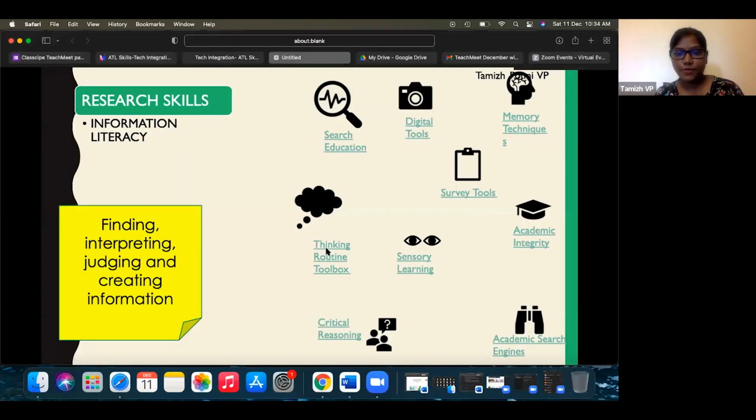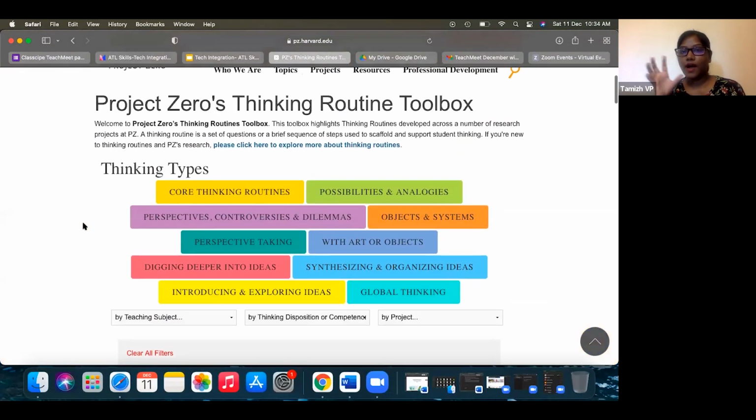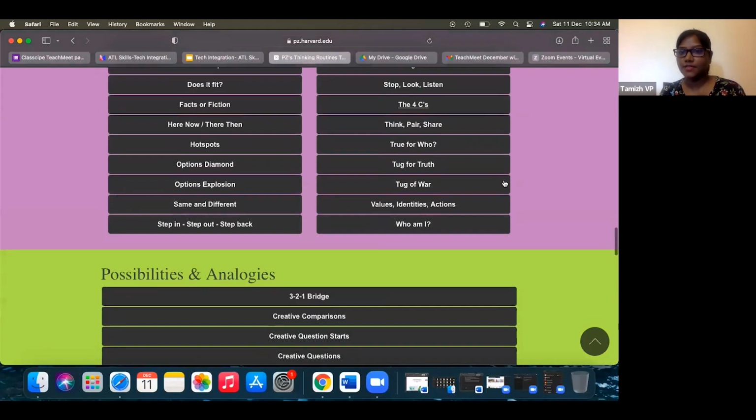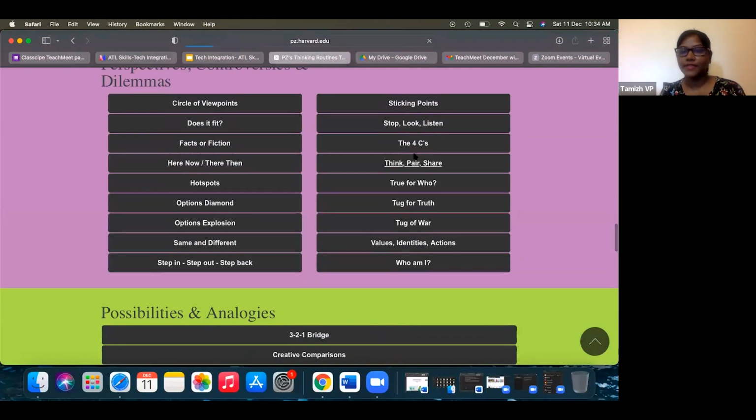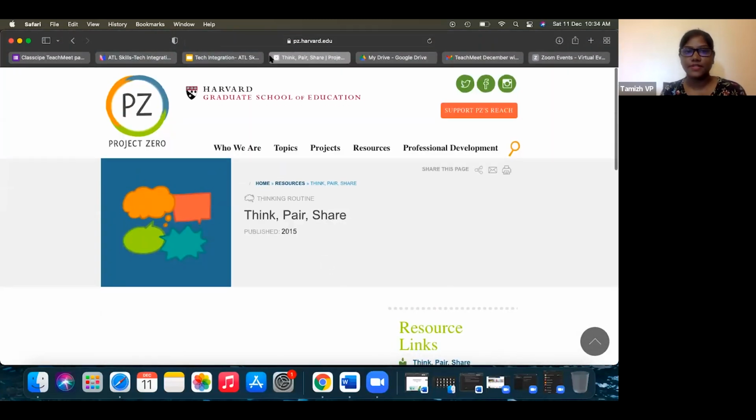I have also given you a thinking routine toolbox over here. These are some of the thinking routines. Before, we saw how art can be used as a disposition, but here it's just about the main thinking routines. So depending on what kind of thinking you want to foster in your class, you go inside and then you can find a lot of templates that can be downloaded and used in the class. So this is a very good site.